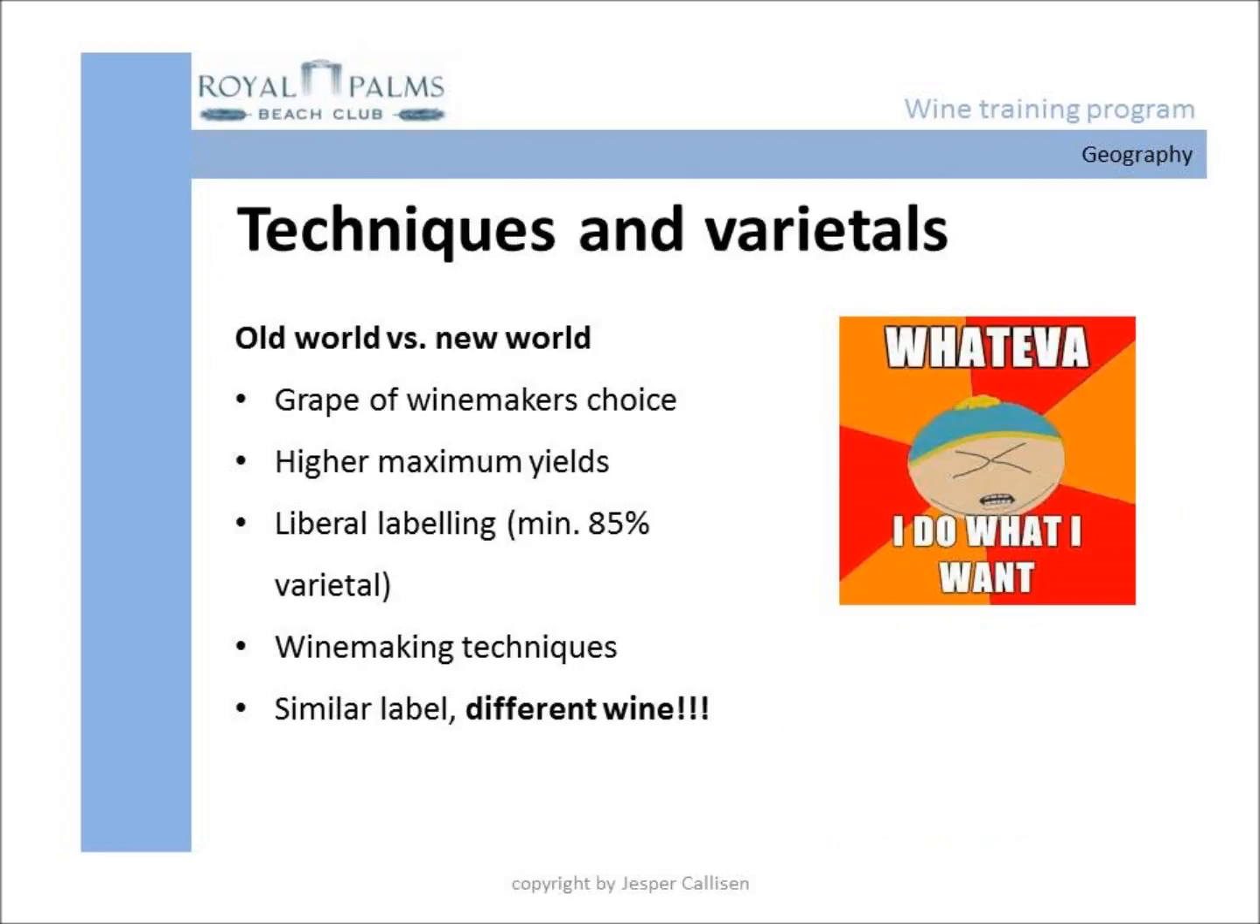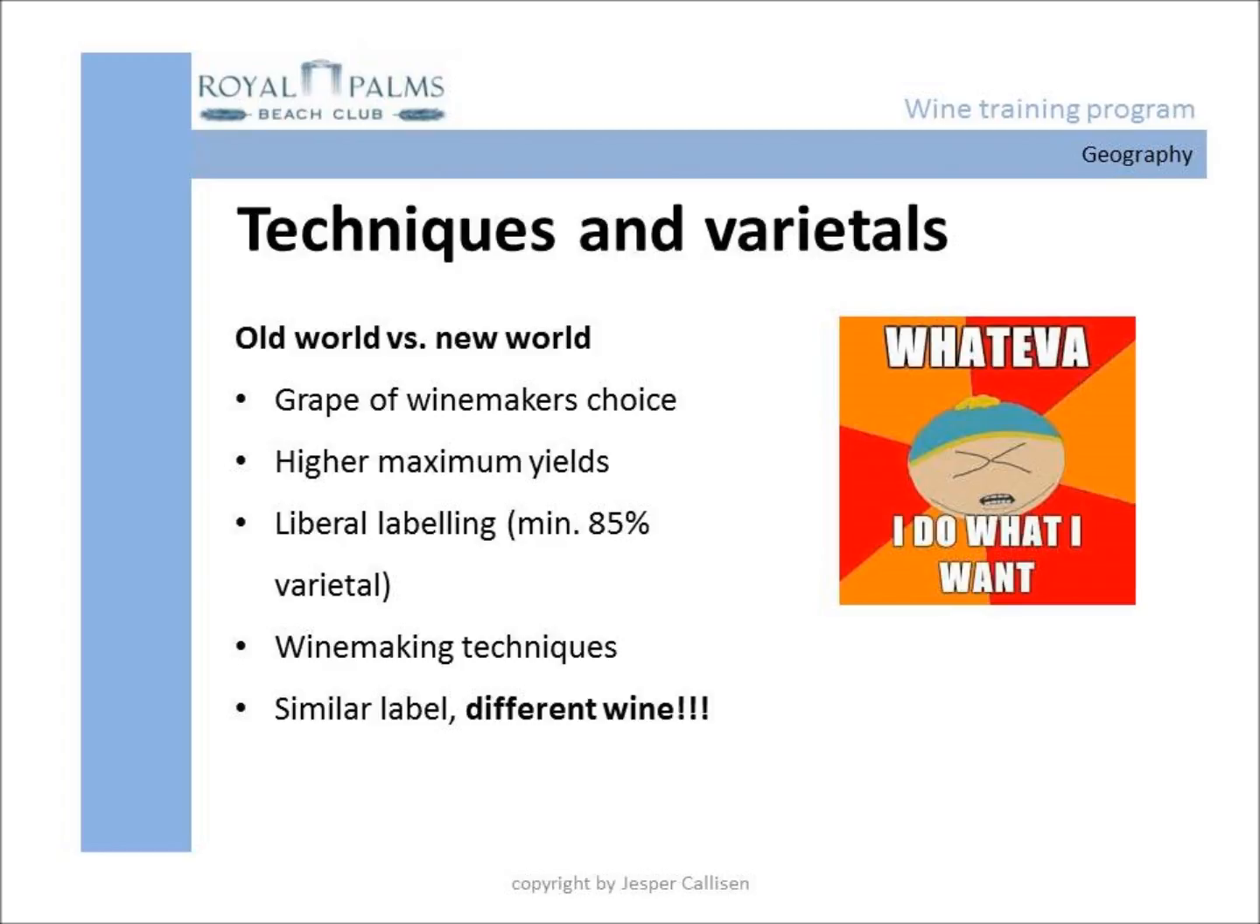Techniques and varietals. To get a feel for the difference between the New World and Old World, this slide is very useful. In the Old World, better known as Europe, the varietals have already been chosen for the winemaker by the PDO. In the New World, the winemaker can choose whatever varietals they see fit. In the New World, higher yields are permitted. The labeling rules are much more liberal, and so are the winemaking rules.